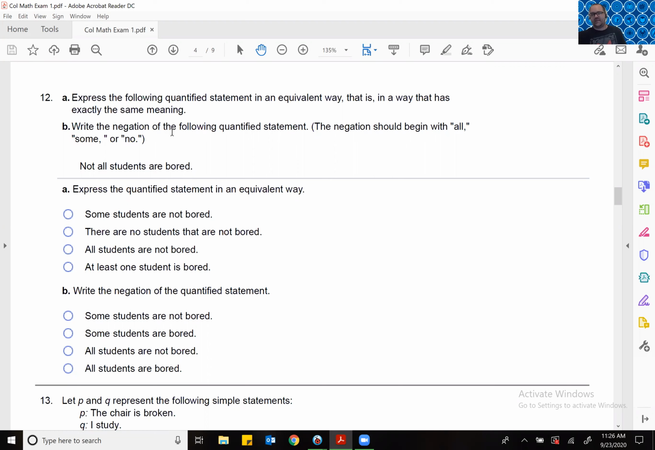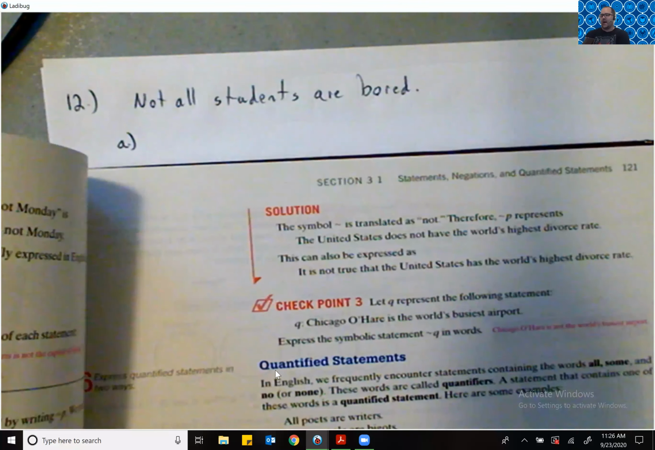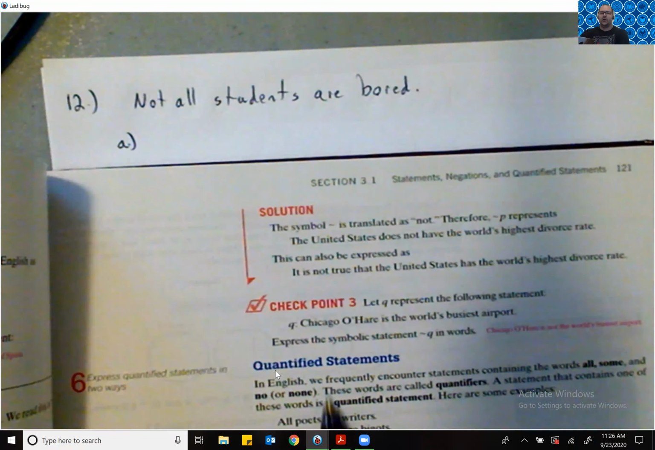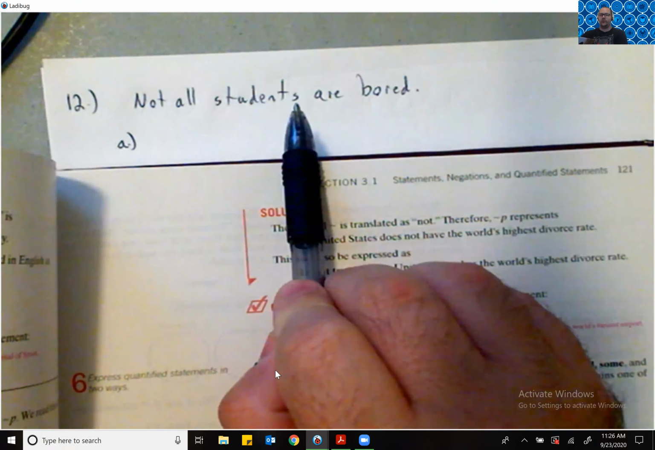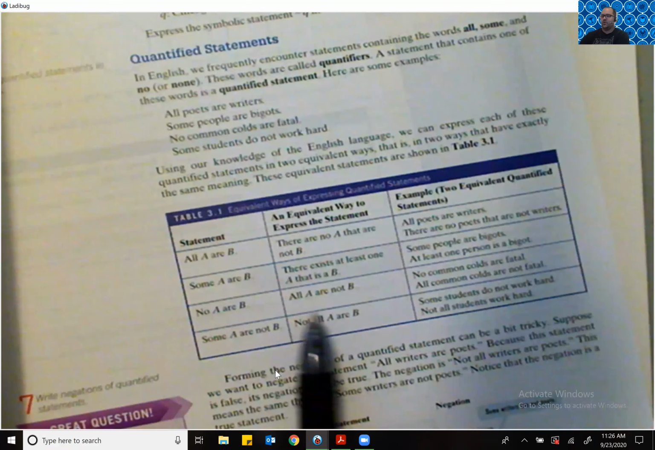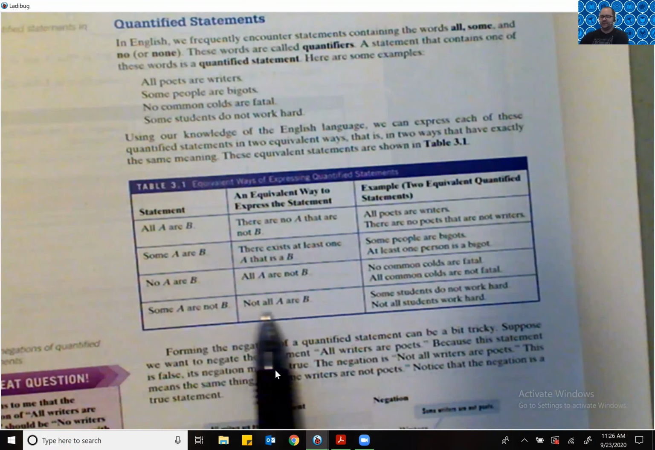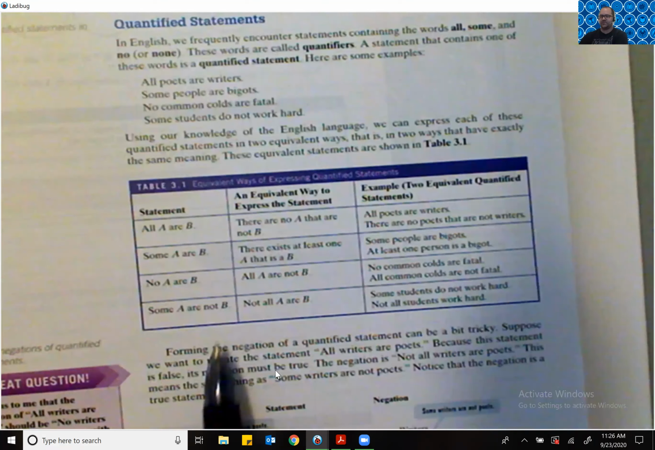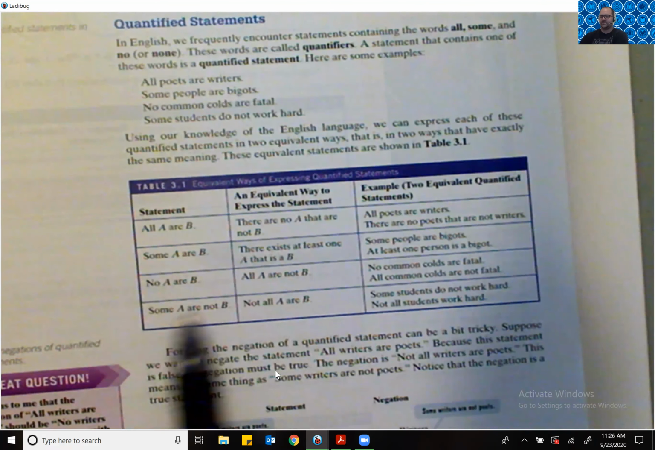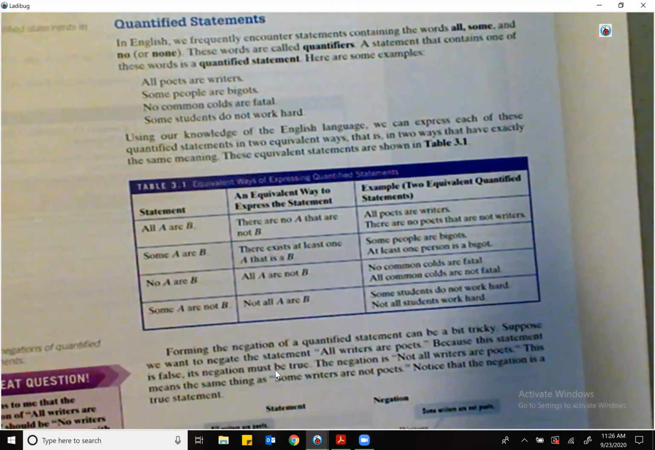So part A wants the equivalent statement. All right, so let me flip back to this. Our statement says not all students are bored. In here on this chart, one of these matches that form. Which one of these matches the not all students are bored? The first, the second, the third, or the fourth line? Would it be at least one student is bored?